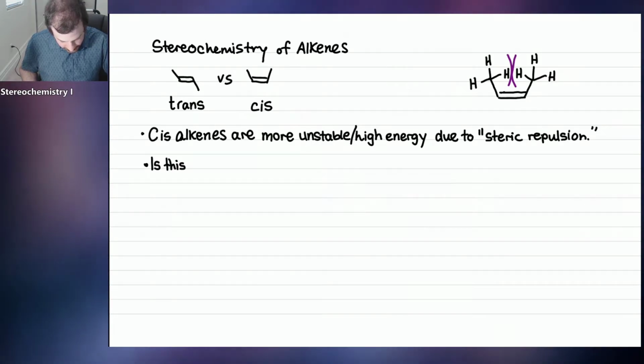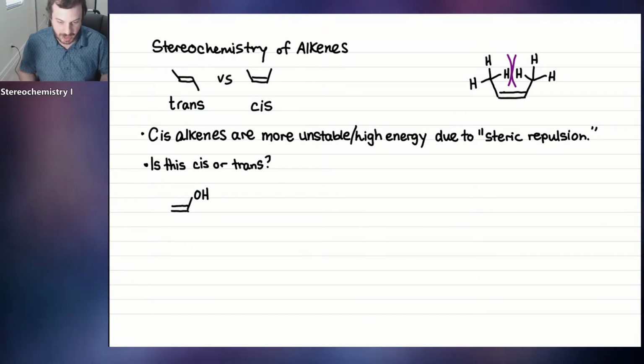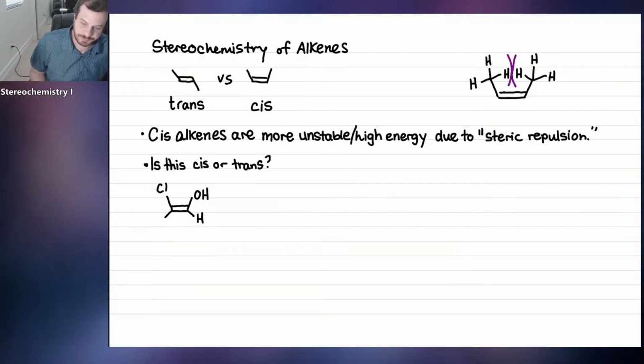Let me ask you a question. Is this cis or trans? I'm going to draw an alkene here. Put an alcohol group on it. I'll put a chlorine group on it. I'll put a methyl group down here, and I'll put an H over here.